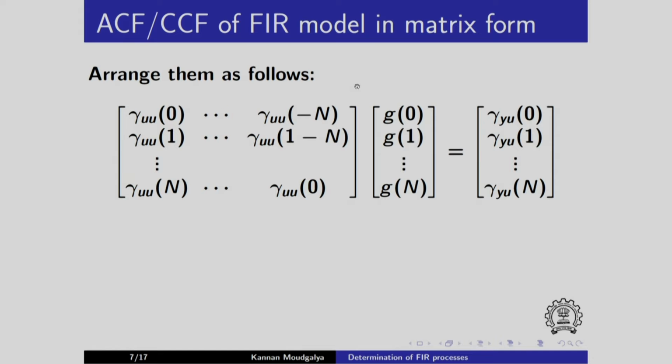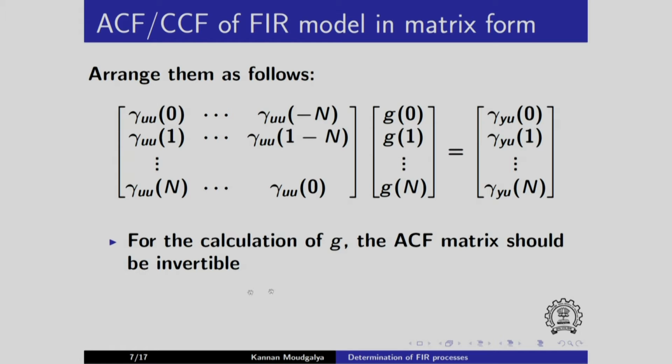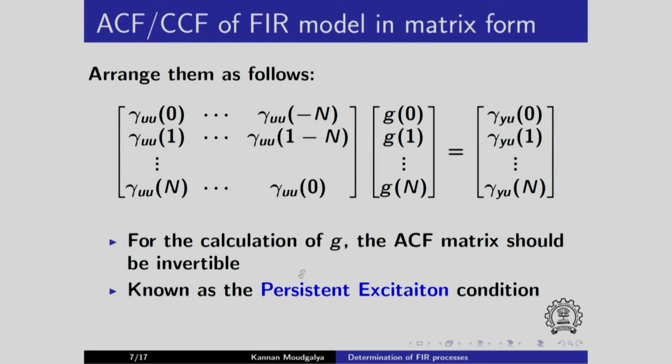As a result, if you can determine this, you know everything about the plant, all that you can get just from experimentation. Of course, for that to happen, you want this matrix to be invertible, which is what I have written. For the calculation of G, the ACF matrix should be invertible, and this is known as the persistent excitation condition, and it is made possible with the help of the PRBS input that we mentioned earlier.